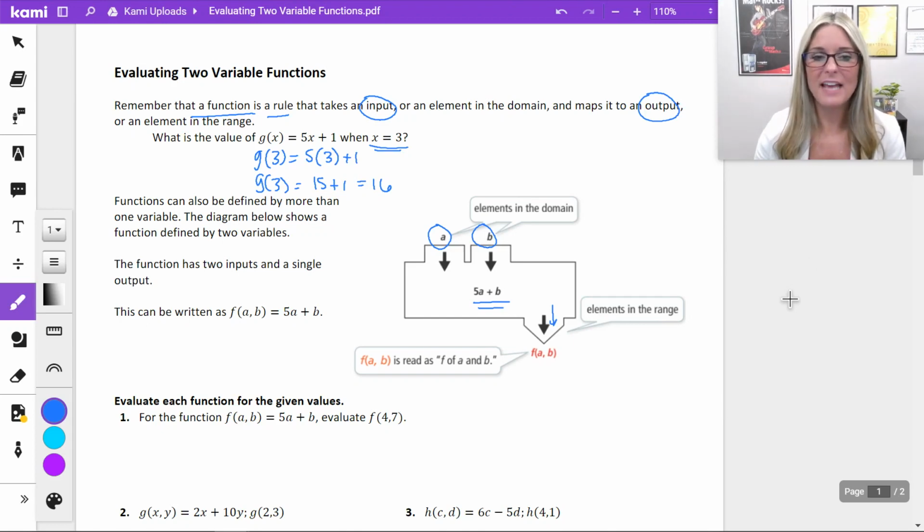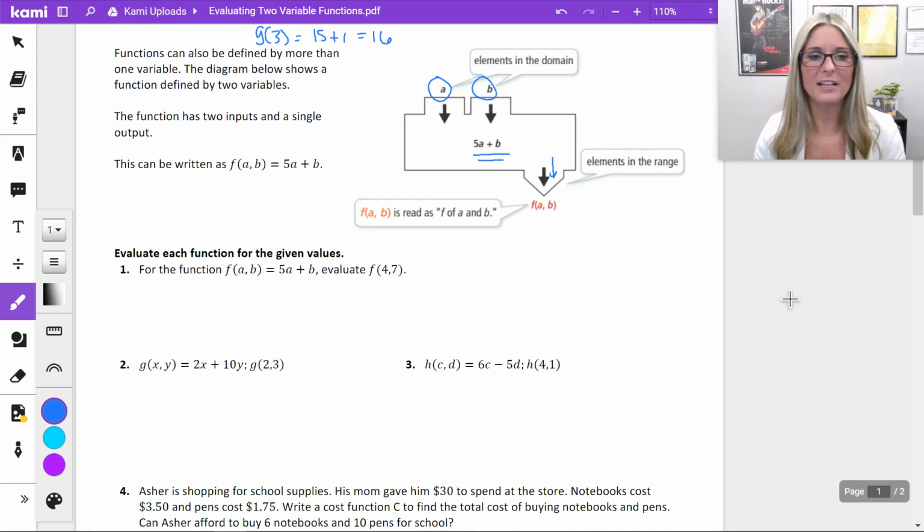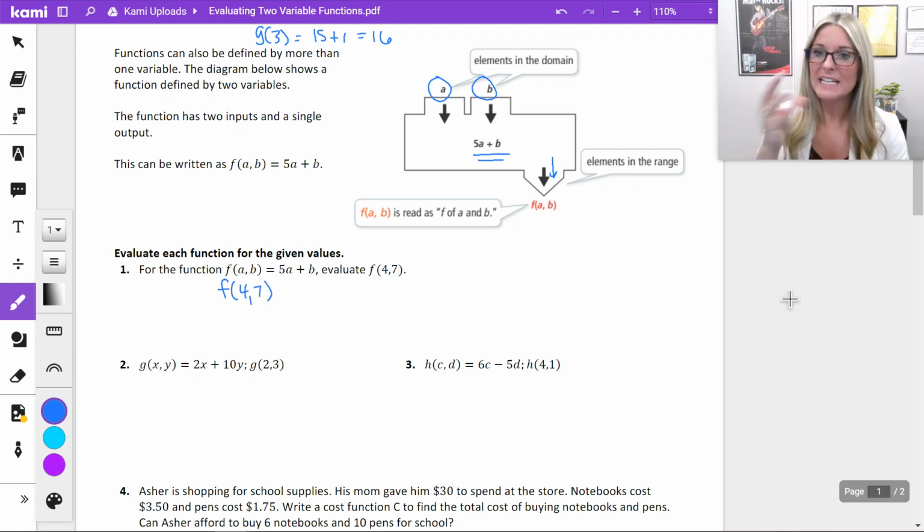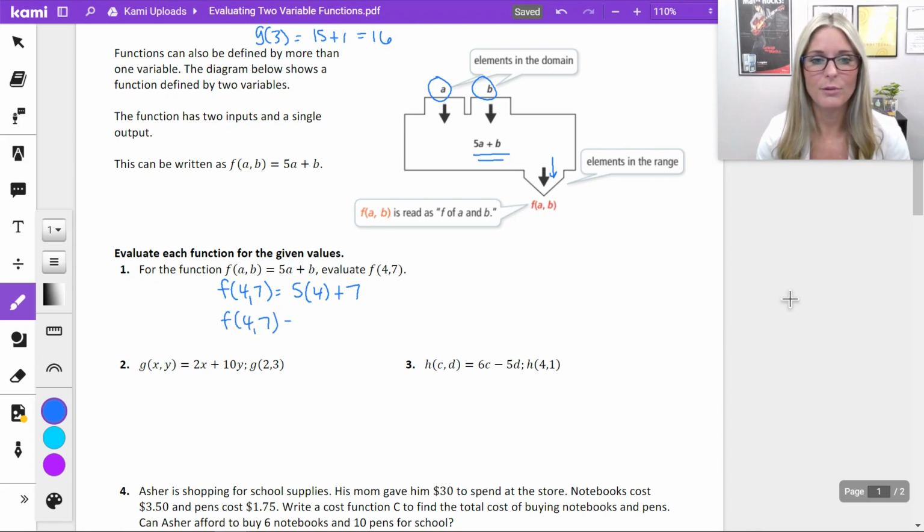Let's actually practice with that in our first example. Number one, we're going to evaluate each function for the given values. And number one is that 5a plus b. We're going to evaluate it for f of 4 and 7. So all we're doing here is plugging in 4 and 7. 4 is listed first, so 4 for the a and 7 for the b. I replaced the a with the 4 and the b with the 7. So let's keep evaluating like we did before with one variable. I'm going to get 20 plus 7, or f of 4 and 7 is 27.